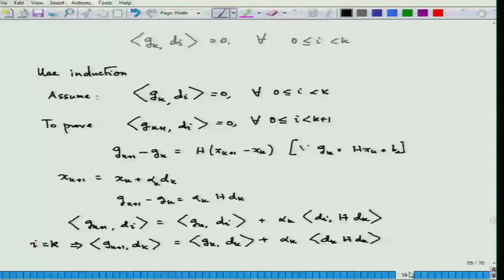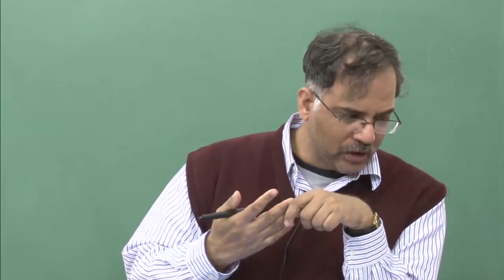Here you can ask why k should not be n minus 1, but I have started with k equal to 0 and come to k equal to n minus 1, so I have taken n steps: 0th step, first step, second step, third step, and n minus 1 is the nth step in this case. So I have reached the nth step, and x n should be my solution. But I have not got the solution. That is the whole idea.